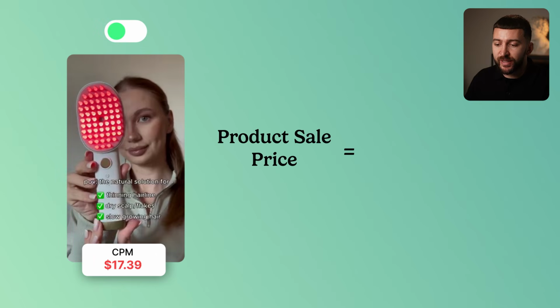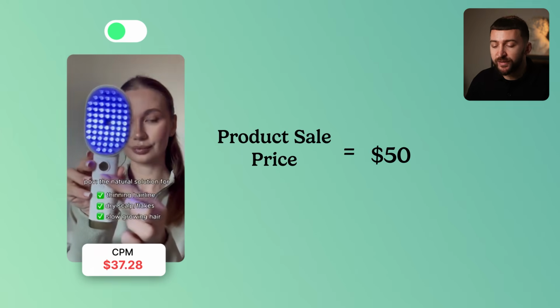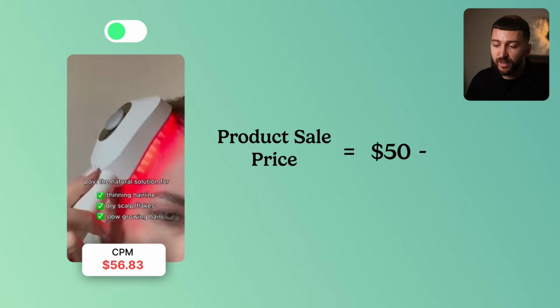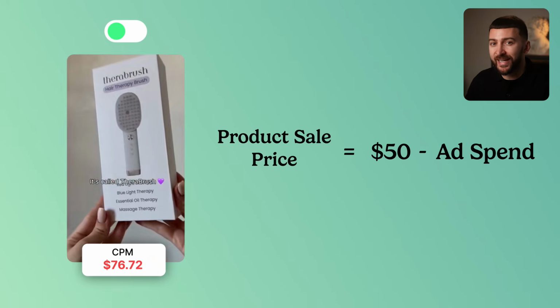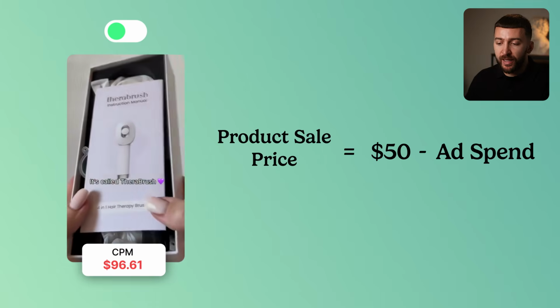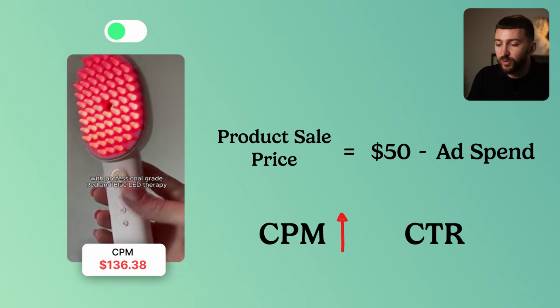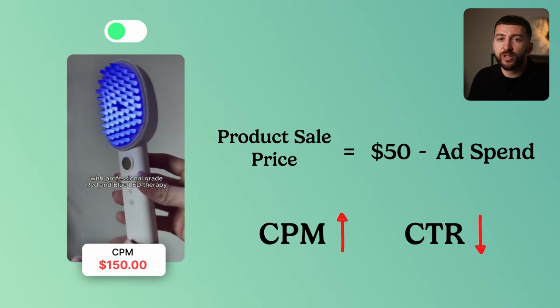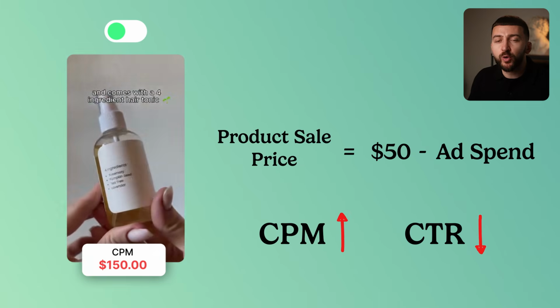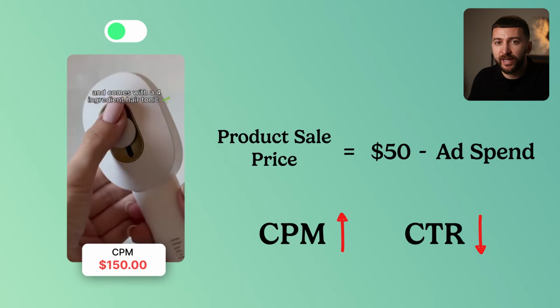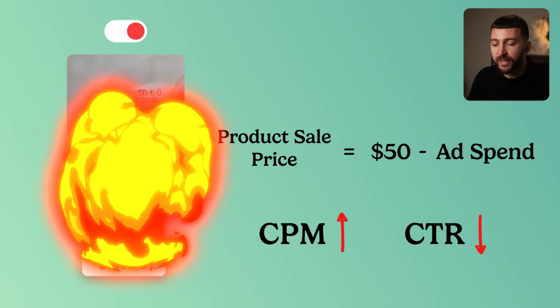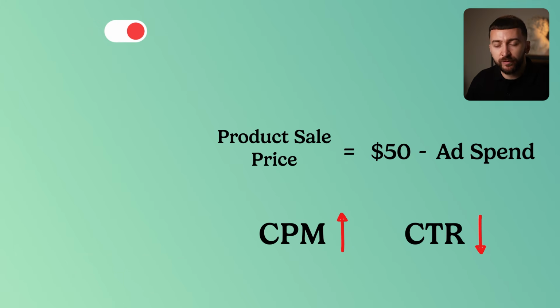Now, what do I mean by product sell price? If you're selling your product for $50 and you spend $50 on 1 ad creative, right, and it's performing really badly, the CPMs are really high, the click-through rate is really low, you're not getting any add to carts, you're not getting any checkouts, there are no good signs for that ad creative. It's just performing really poorly. Then you can kill it. Just turn it off, toggle it off.